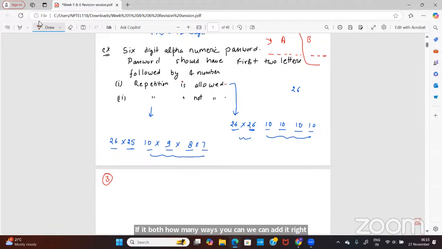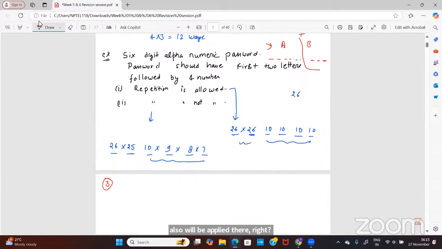What I'm asking is, we have done this in two ways, when repetition is allowed and when repetition is not allowed. If we need to find the ways when both are required, then we can add both ways and come to the conclusion. Yes, if it is asking for the total, then we will add these two. That's right. Thank you.